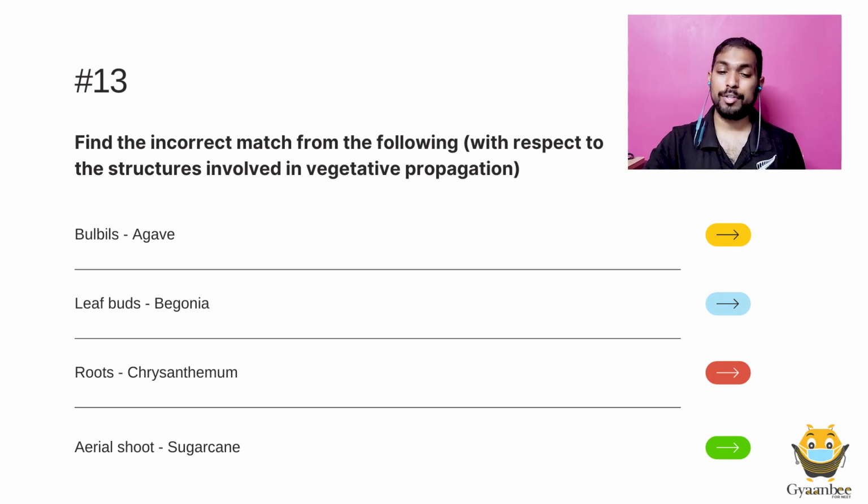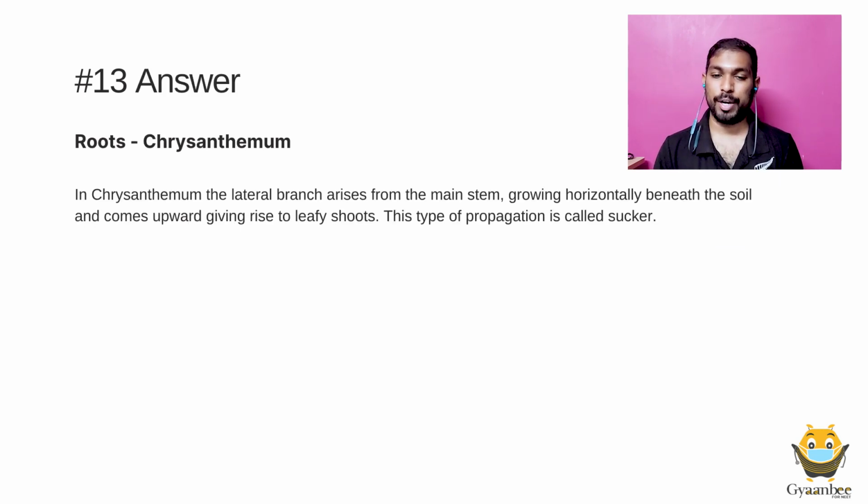And the answer to question number 13, a lot of you actually got incorrectly. The answer we were looking for is roots, chrysanthemum, because in chrysanthemum, the lateral branch arises from the main stem, growing horizontally beneath the soil and coming upwards, giving rise to leafy shoots. This type of propagation is called a sucker, and it does not happen through roots. So roots, chrysanthemum is the incorrect match in this question.